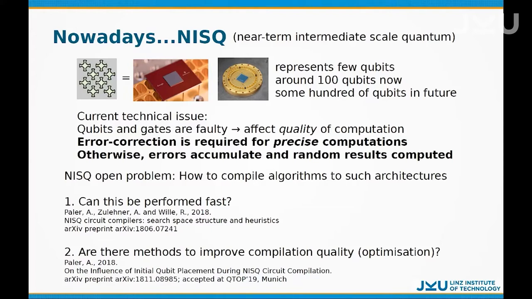There are NISQ open problems. For example, how do you take a small algorithm which shouldn't be error corrected, which can be executed in an un-error corrected fashion and executed on this limited amount of resources? And within the project, I published a bit about it, where I put some results on the archive. But this is not the main idea.